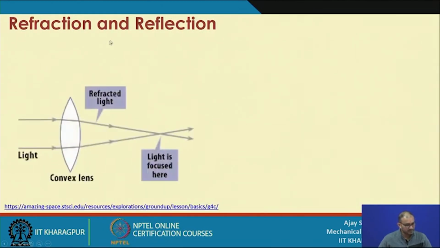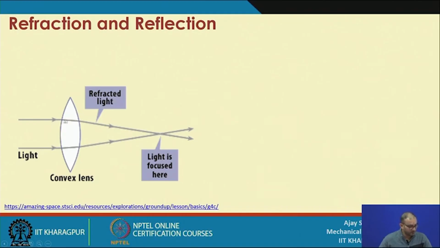Now, what is refraction? Because we can get two different types of things. One is you can fabricate lenses, and you can also fabricate mirrors. Now, if you see the application of a lens, this is one lens here, and when light is passing through it, it will focus at one location. So, that is called refraction of the light.